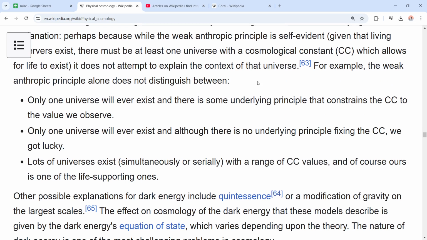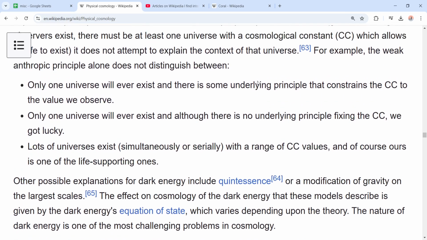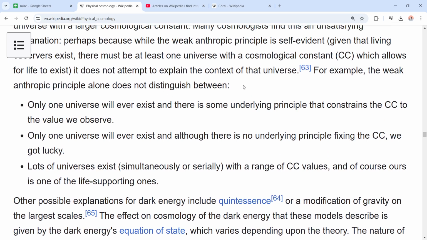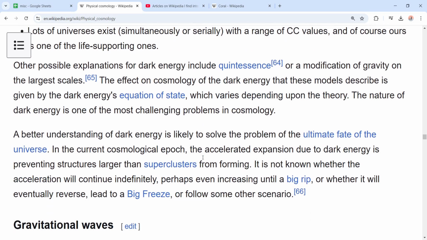For example, the weak anthropic principle alone does not distinguish between: only one universe will ever exist and there is some underlying principle that constrains the cosmological constant to the value we observe; only one universe will ever exist, and although there is no underlying principle fixing the cosmological constant, we got lucky; lots of universes exist simultaneously or serially with a range of CC values, and of course ours is one of the life-supporting ones. Other possible explanations for dark energy include quintessence, or a modification of gravity on the largest scales.